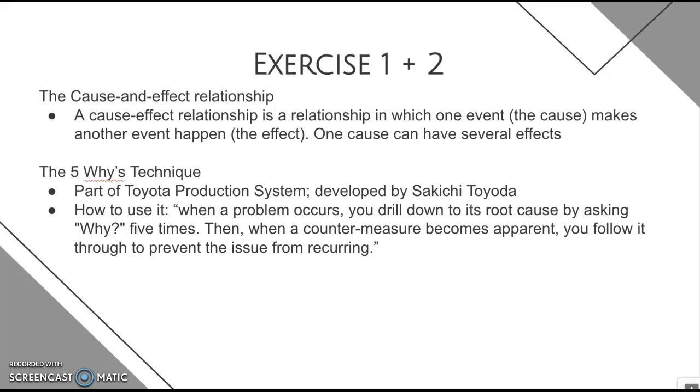The 5 why technique explains getting down to the root cause by asking 5 times why. So when a problem occurs, you drill down to its root cause by asking that why 5 times. And then when a countermeasure becomes apparent, you follow it through to prevent the issue from reoccurring. So figuring out why, figuring out the root cause, and then figuring out how to fix it.